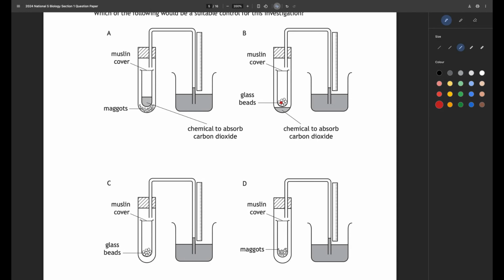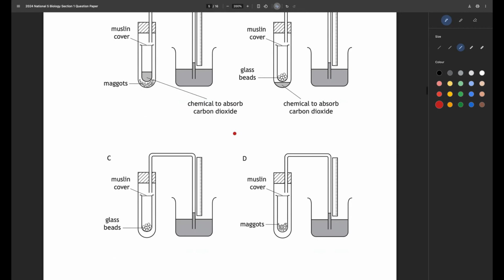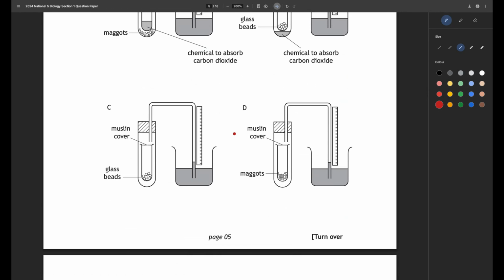For B, we've got glass beads replacing the maggots, which is good. And we've got the chemical to absorb the carbon dioxide, which is also good. And everything else looks very similar to the first one, apart from the glass beads replacing the maggots. So we've changed just one variable there. That's ideal. And then for A, we can see they've switched the chemical and the maggots around, but that's not actually going to work. We've not actually made that a control there, and what we've done is switch 2 things around in their places. That's all. So the answer is going to be B for this one. Where we've replaced the factor we're investigating, i.e. the maggots, and them carrying out respiration, and we've replaced them with these glass beads here and kept everything else.